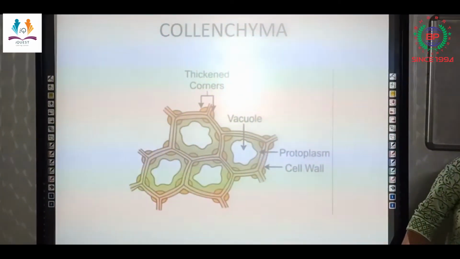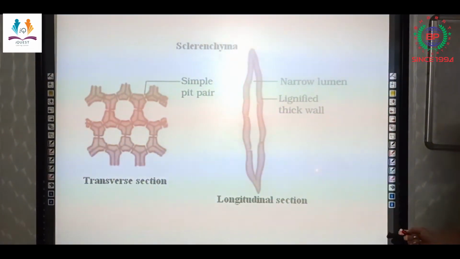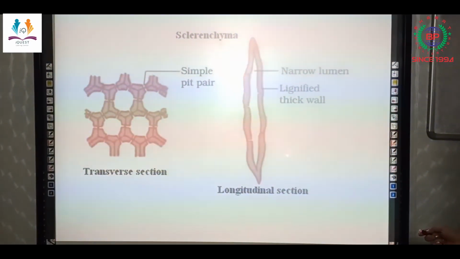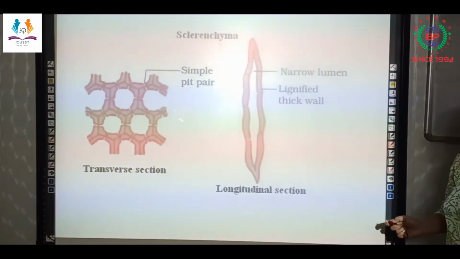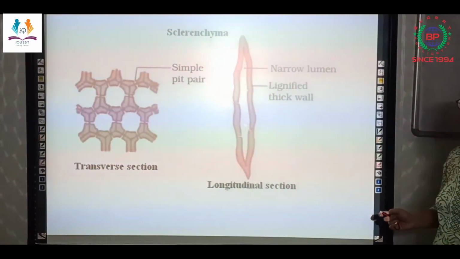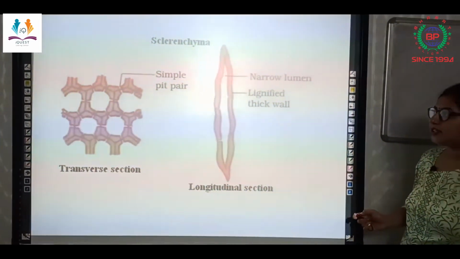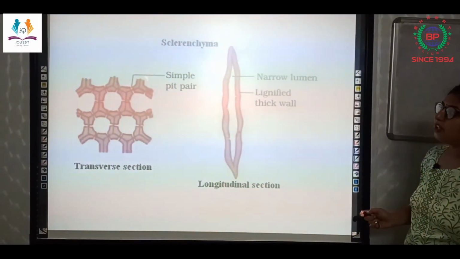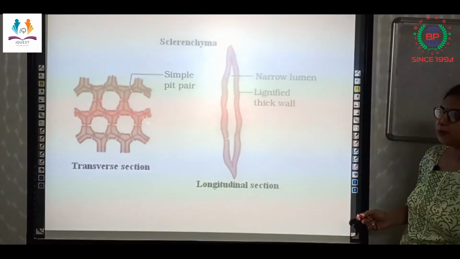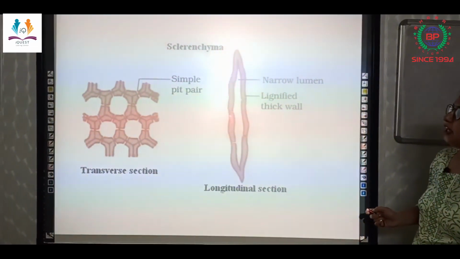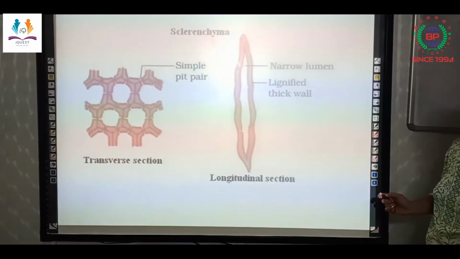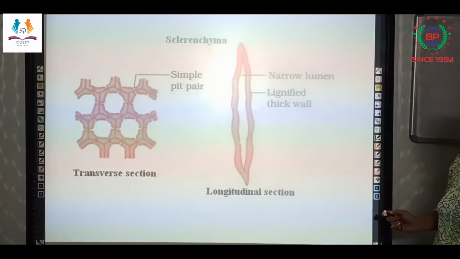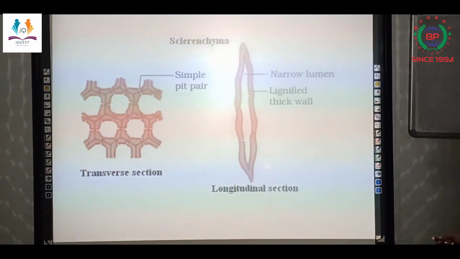Next simple permanent tissue is the sclerenchyma. This is the transverse section of sclerenchyma and this is the longitudinal section. The last two tissues we studied, the parenchyma and collenchyma, were both living cells. But this sclerenchyma is the dead tissue. It has small pits which help in transportation, and it has a lignified thick wall. It has the cell wall with lignin deposition over it. These are the elongated cells, as you can see.